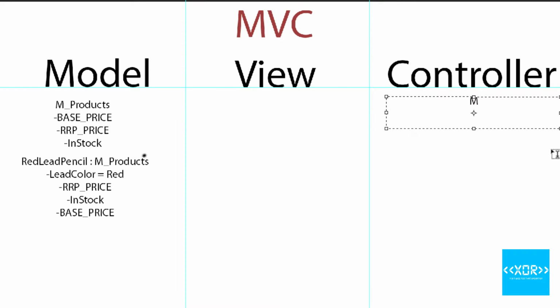We want to say red lead pencil is equal to new. So just some pseudocode here, just to kind of explain what I'm trying to do. Now, we have a red lead pencil. Alright, now, in the controller, we are supposed to be doing this.